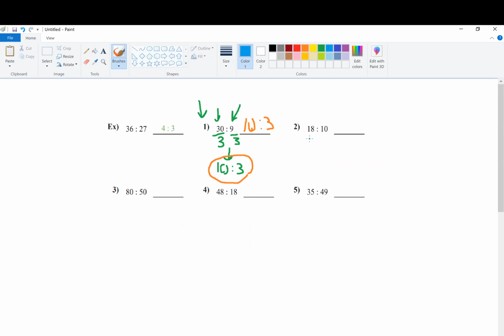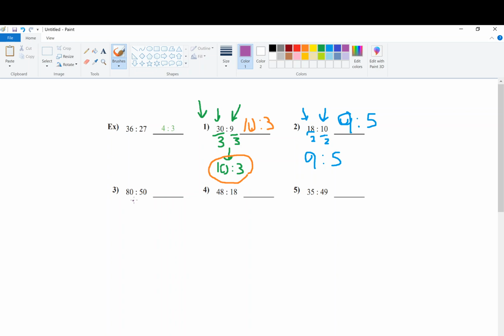Let's do another one here. Notice right off the bat, I know these are both even numbers, so I could use 2 if I wanted to. I could also keep going higher to see if there's any other number. 4 doesn't go into 10, 5 doesn't go into 18, 6 doesn't go into 10, so it looks like I'm going to have to use 2. So I divide both sides by 2. 18 divided by 2 is 9. 10 divided by 2 is 5. So my new ratio here is 9 to 5. Notice those are in the simplest form.